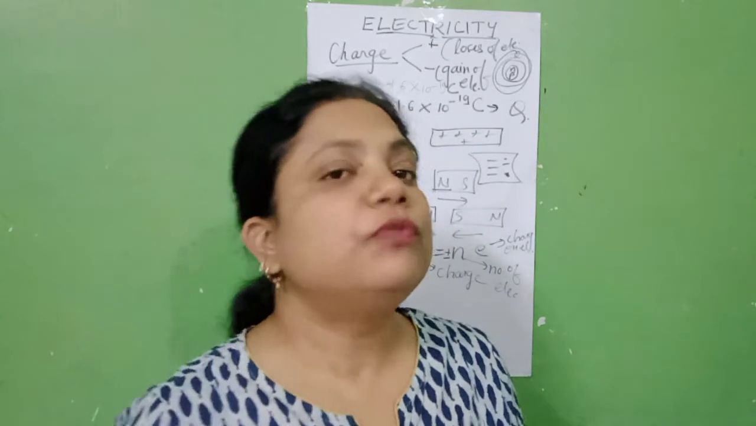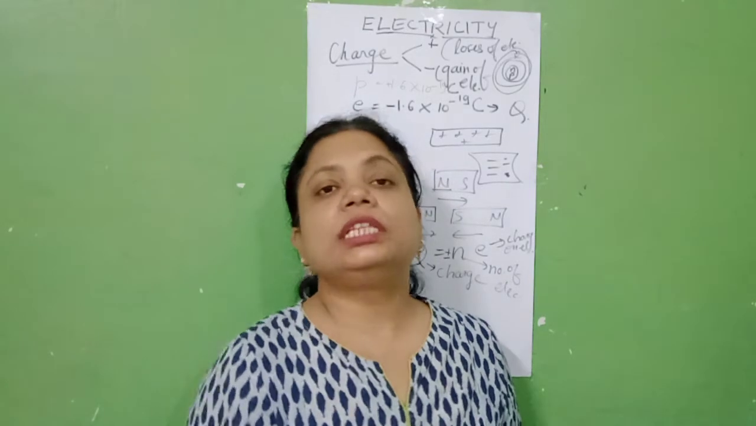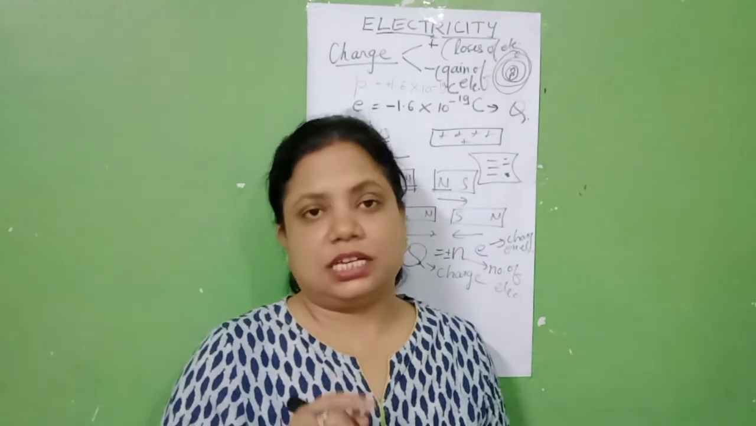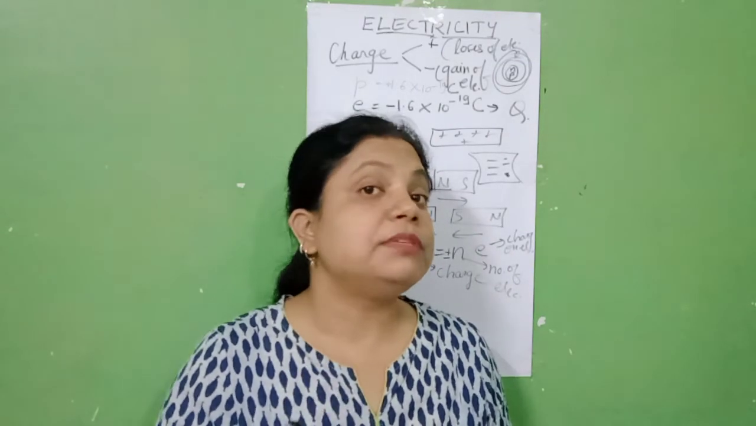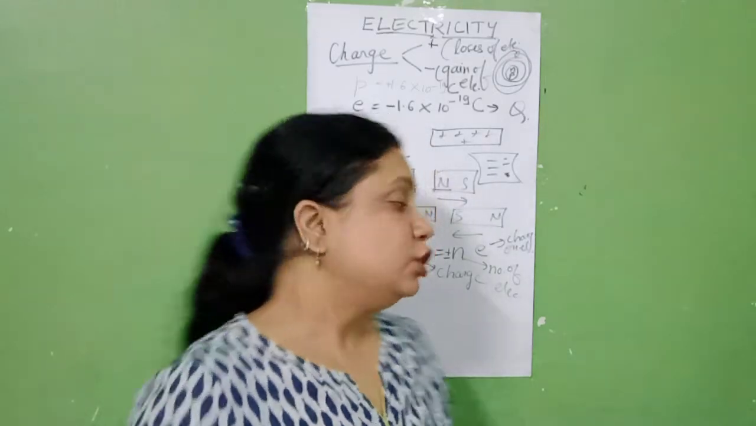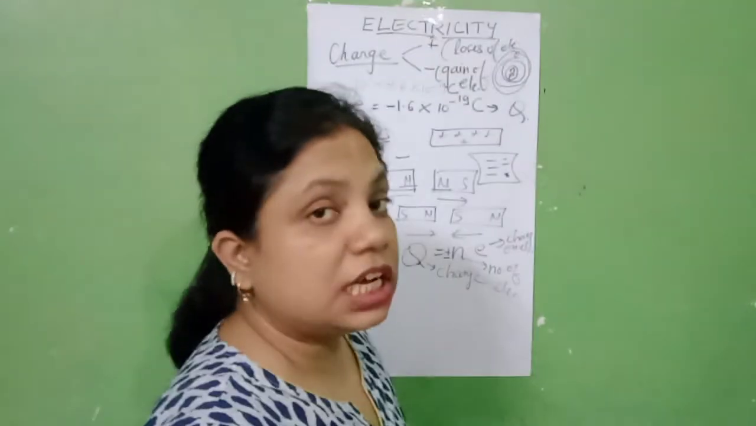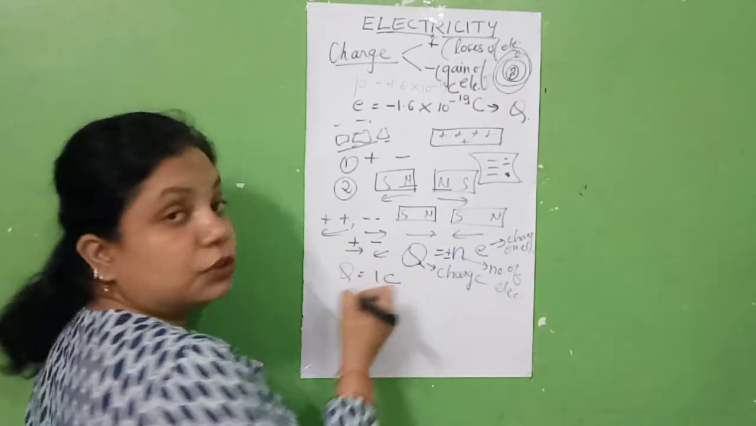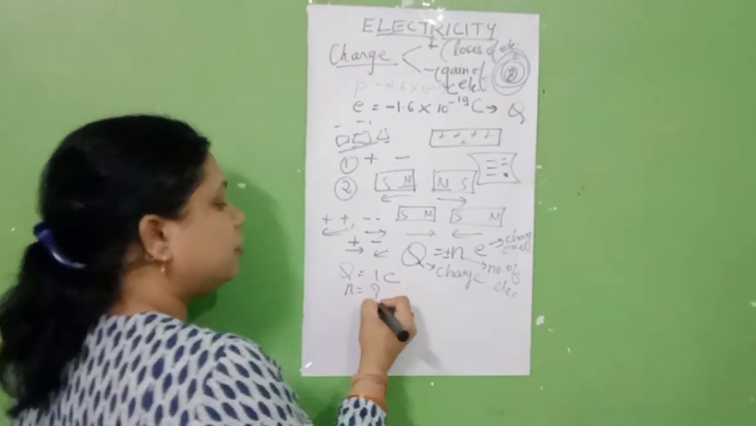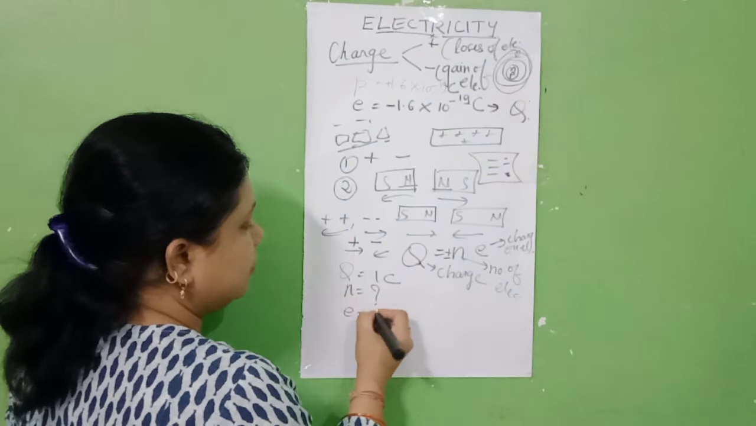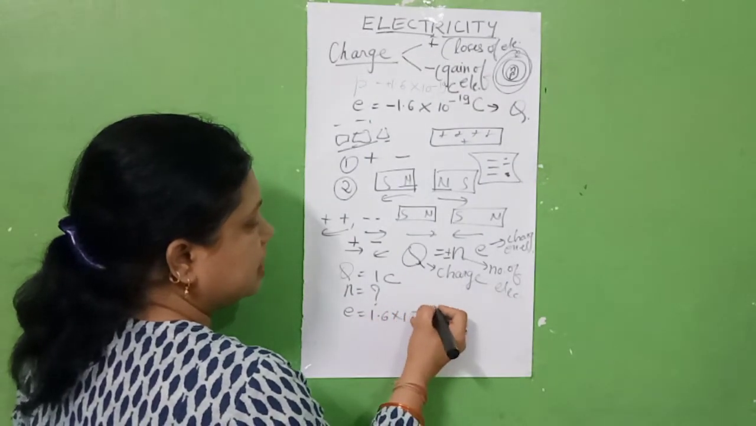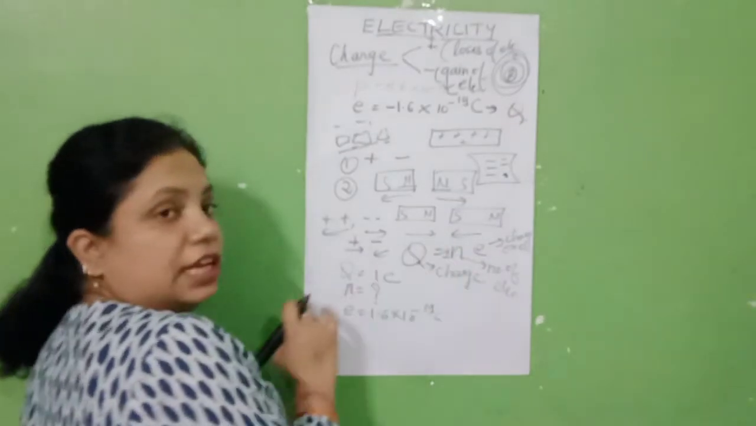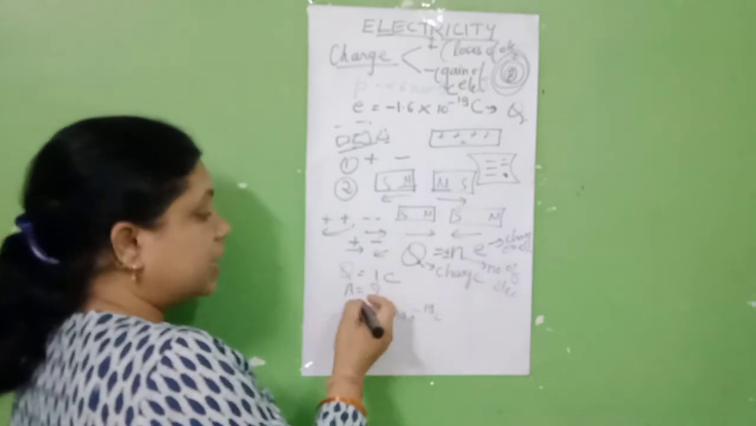So in the NCERT book, one question has been given: calculate the number of electrons present in 1 coulomb charge, right? And as we know, coulomb is the unit of charge. So it is asking for 1 coulomb charge, which means Q is equal to 1 coulomb. We have to find the number of electrons, and E is given as 1.6 into 10 to the power minus 19.